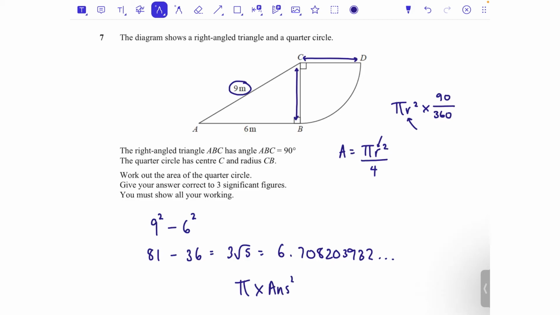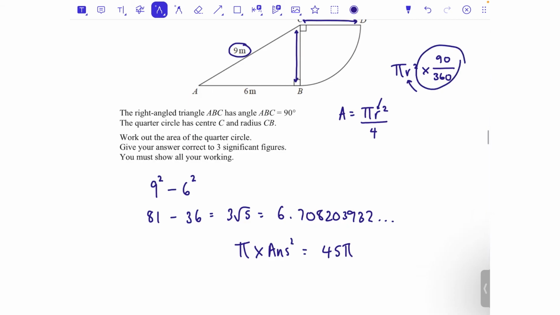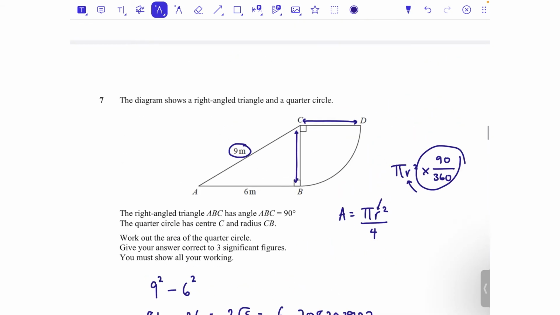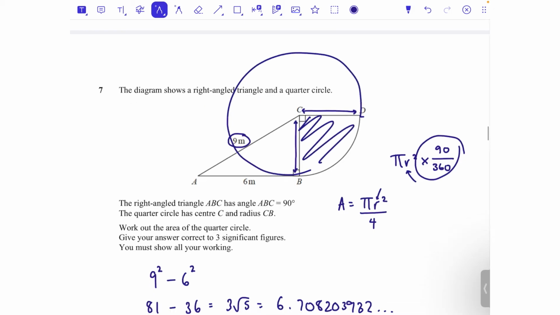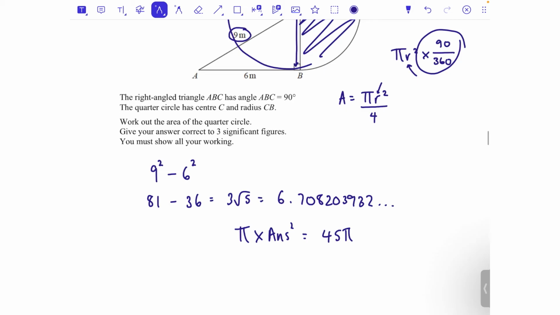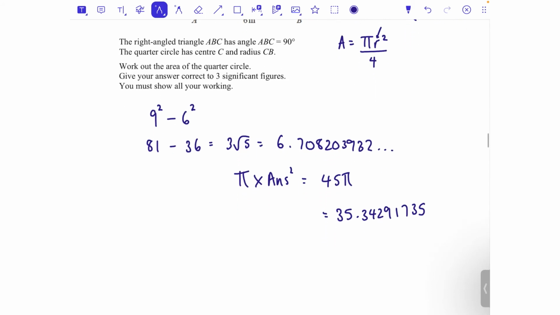and then I'm going to press equals, and I get 45 pi, and then I want to make sure I divide that by 4 or times it by 90 over 360, because I don't want the whole circle, I don't want all of this, I just want a quarter of that circle. So let's take that answer, divide it by 4 or times it by 90 out of 360, and that is 35.34291735. They want it to 3 significant figures.